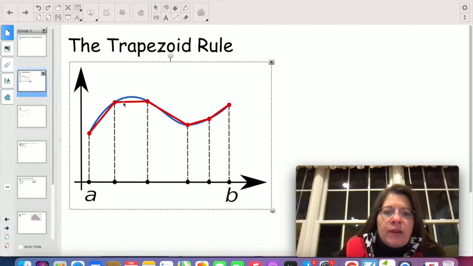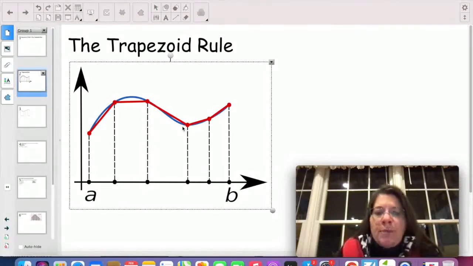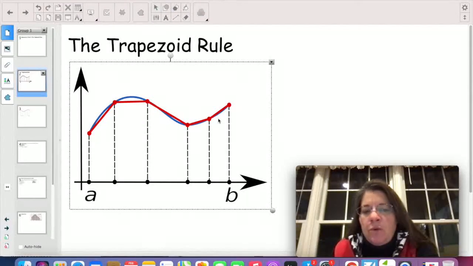Now this one looks very close to a rectangle, but that probably is not parallel to this. Could possibly be, depending on the function. This trapezoid connects those two. Here's another one and another one. And you can see that by doing trapezoids, the area that we're leaving out, or the area that we have that is extra, is very, very, very small. So it eliminates a lot of the error that you have when you use rectangles.